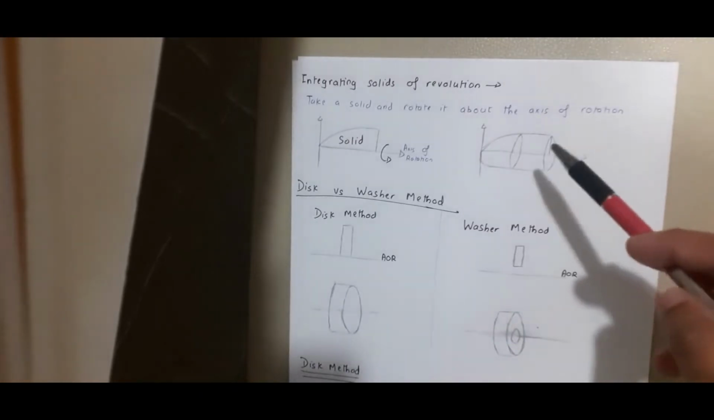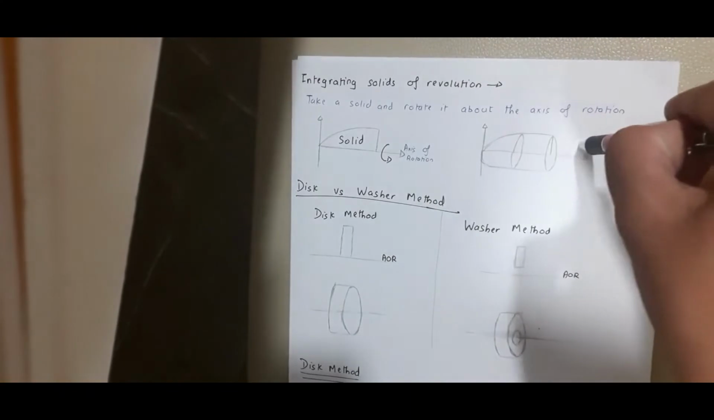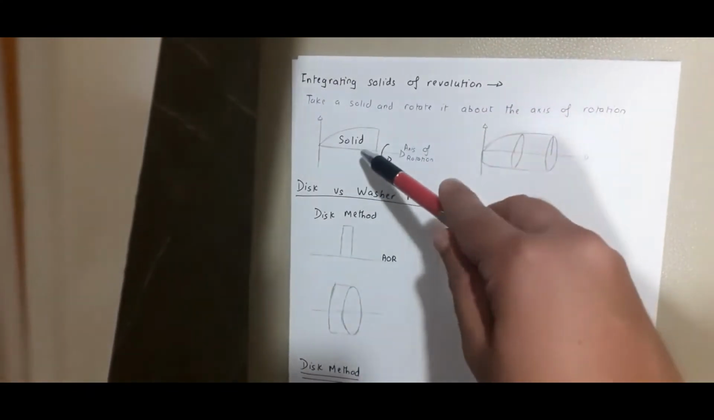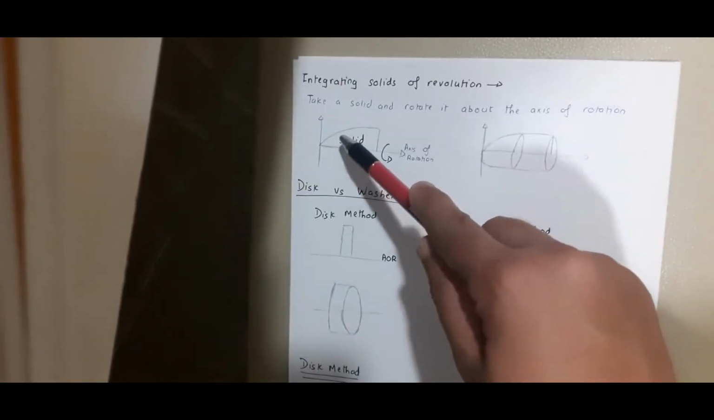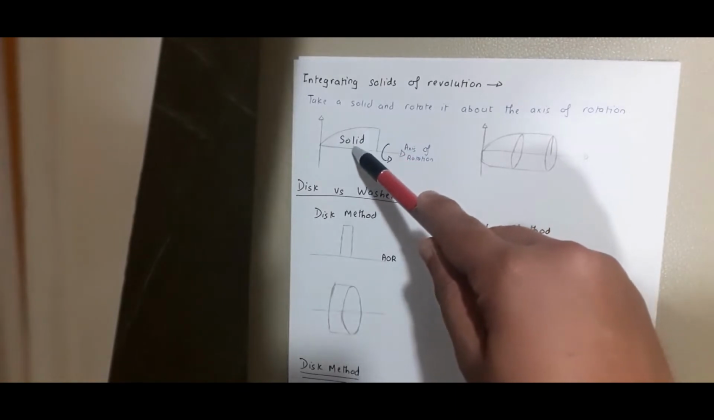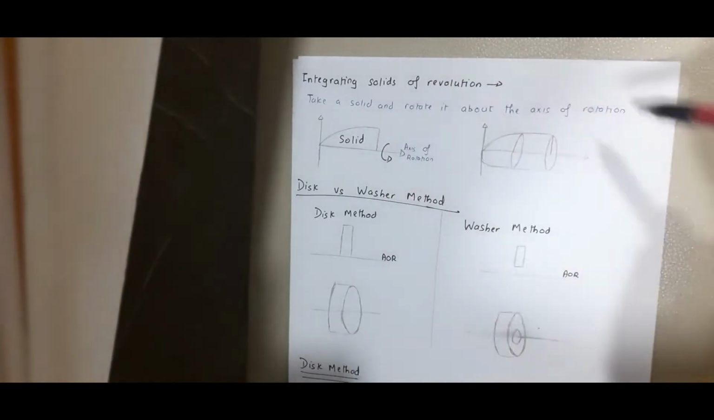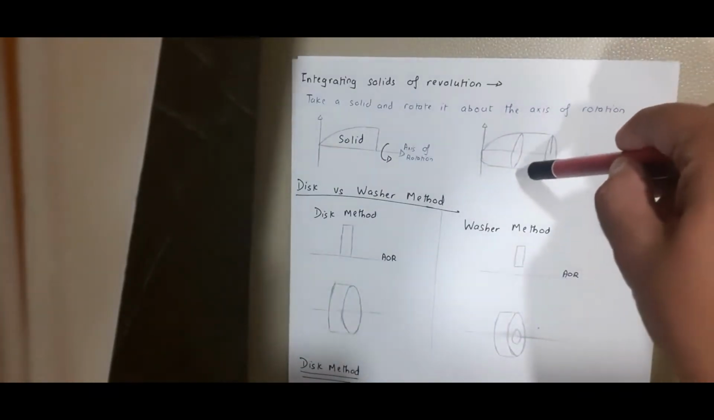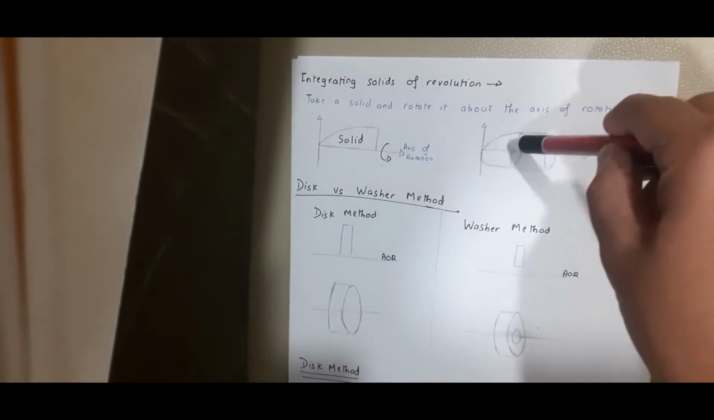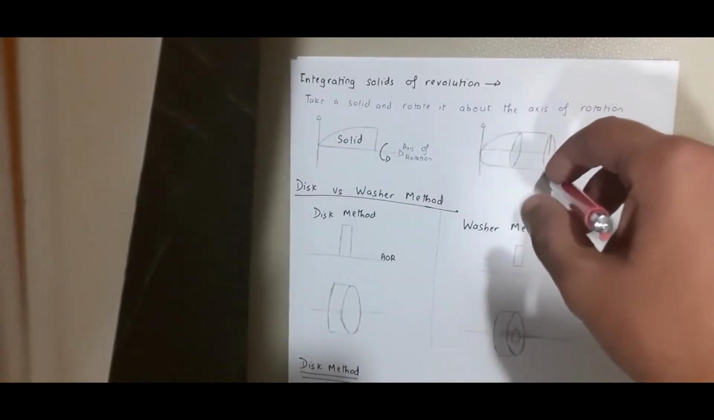Now here we have integrating solids of revolution. A solid of revolution is formed when we take a solid and rotate it about its axis of rotation. So if this is a parabolic shaped solid, and we take the axis as the axis of rotation, when we rotate it, we are forming it 90 degrees, then 180, 270 and then 360. Eventually it will form a 3D figure with a circle at any point. So the cross section can be taken as a circle.